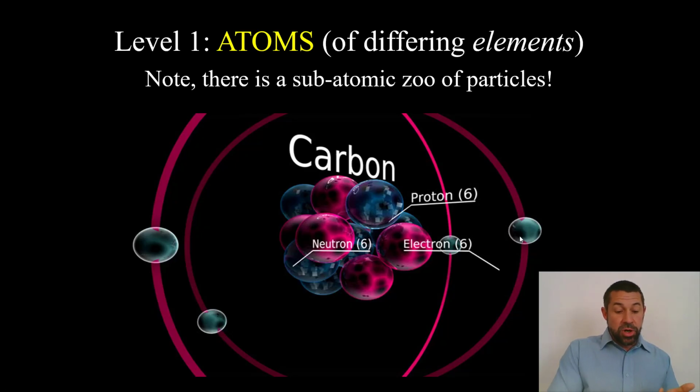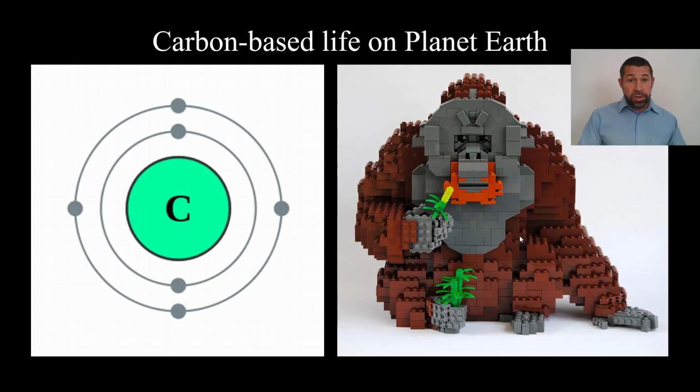So for this lecture, we're going to begin with the atomic level, but we remember that atoms are made from protons, neutrons in the nucleus, with electrons spinning around in their orbits. So life on Earth is carbon-based. The reason why is because carbon is highly reactive because of its outermost valence electron shell.